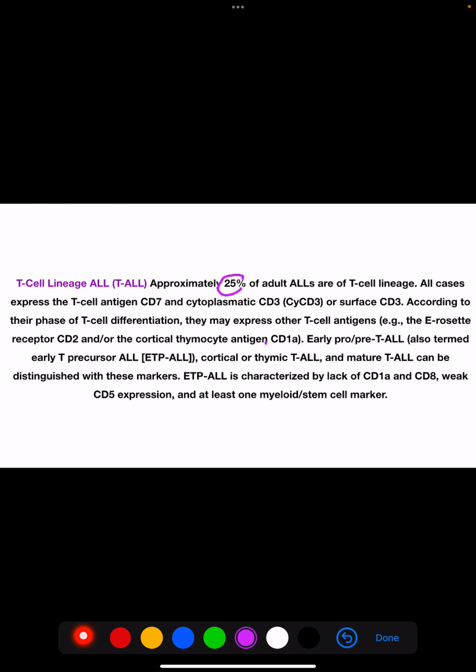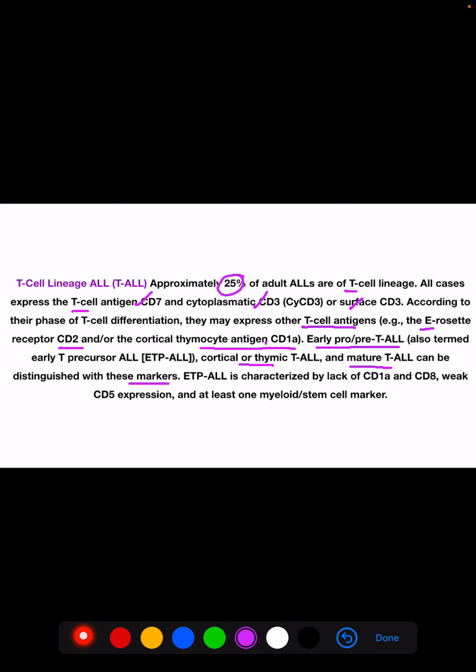25% of adult ALLs are T cell. All cases express T cell antigen CD7 and cytoplasmic CD3 or surface CD3, and according to their phase of T cell differentiation, they may express other T cell antigens. What are the other T cell antigens? E Rosette receptor CD2 and or cortical thymocyte antigen CD1A. Early pro or pre-T ALL, also termed early T precursor ALL, cortical or thymic ALL, and mature ALL can be distinguished with these markers.